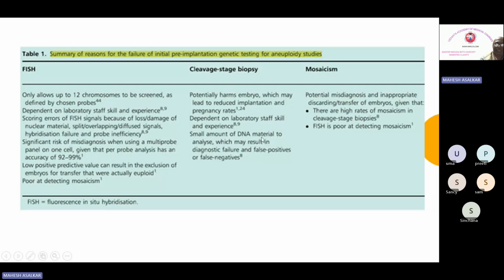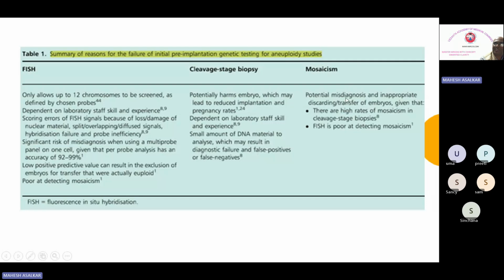Small amounts of DNA material to analyze, which may result in diagnostic failure, false positives and false negatives. So with cleavage stage biopsy, you get a very small material. Here also the positive predictive value is low. Here you have a diagnostic failure because of the small content. And in both cases, there is a problem of mosaicism.